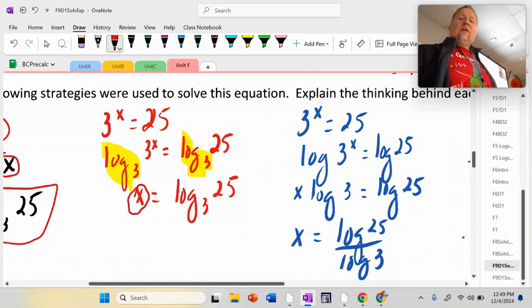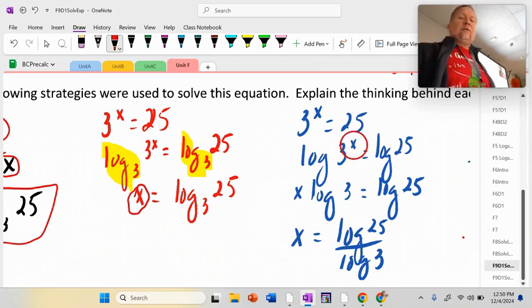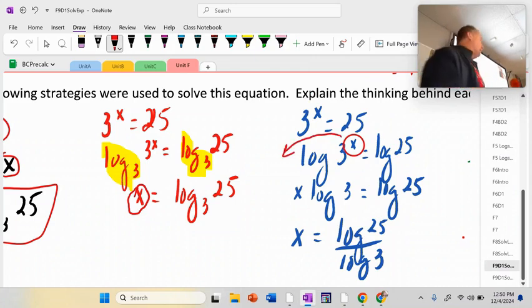No, you could just log both sides, but then you have to know another rule. What am I supposed to do with this exponent then? Whoa, what's going on here? What do I do with that x? I put it out in front. All right. Now, how many more steps are we in? Now we're 2 extra steps.